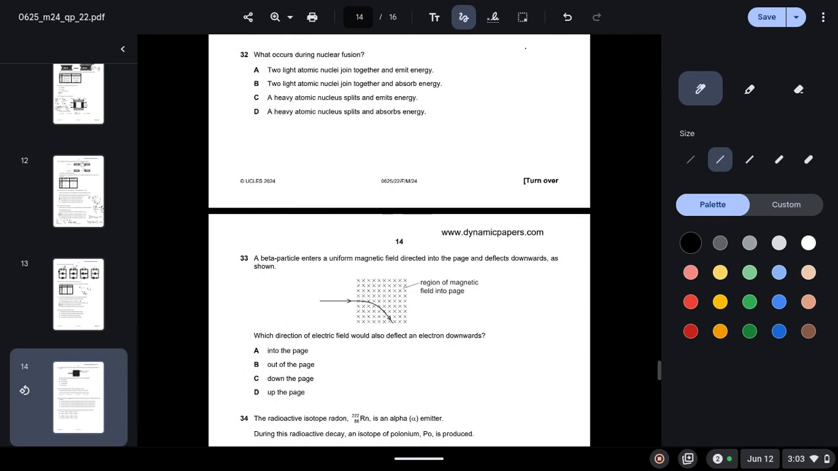What occurs during nuclear fusion? So we know fusion is the coming together or the combining of two lighter nuclei.